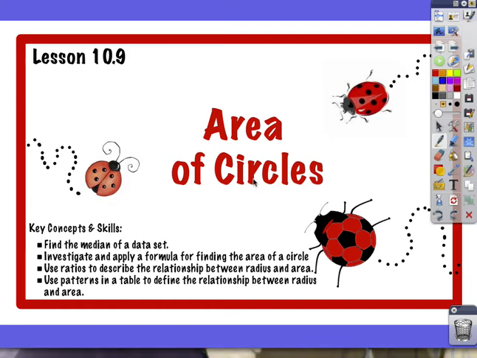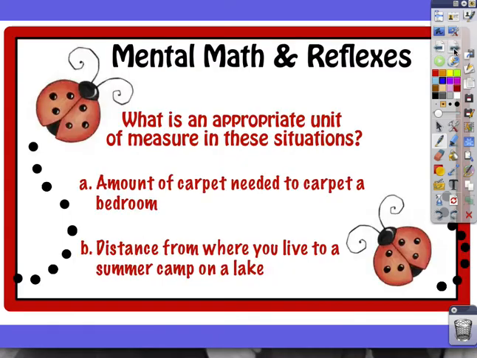We're going to be finding the formula for area of a circle. First, getting our brains warmed up. What is the appropriate measure for the following situations? So if we're talking about amount of carpet needed for a bedroom, the best unit would be feet squared, yards squared, or meters squared, since we are talking about area of a room, so we should have something square.